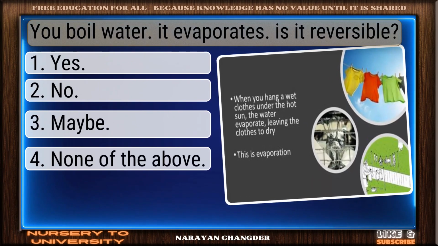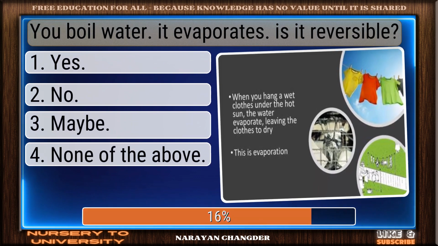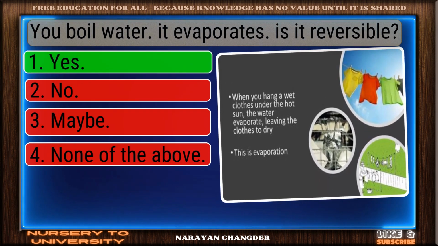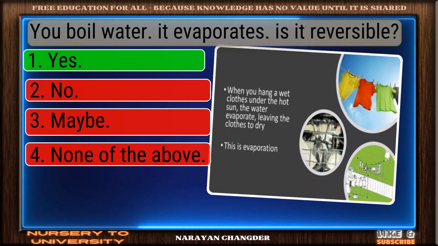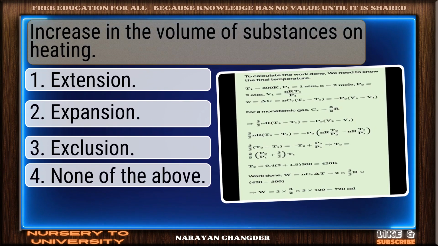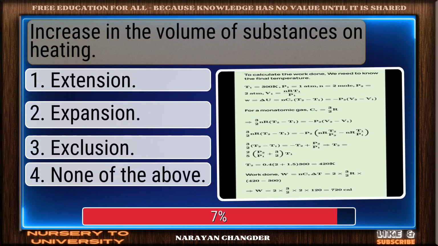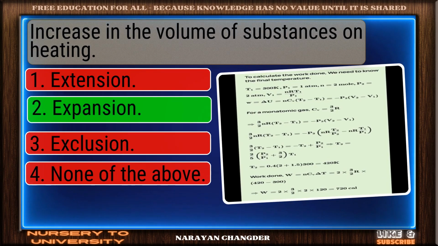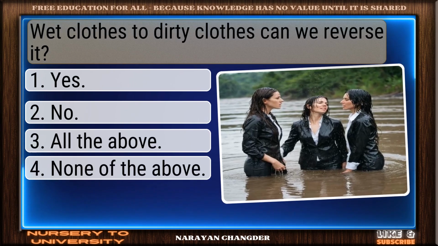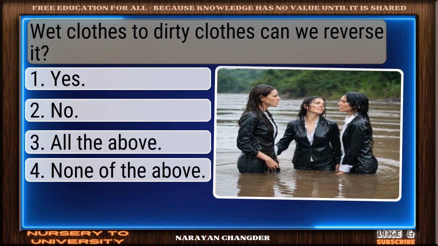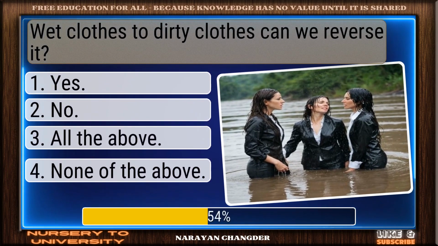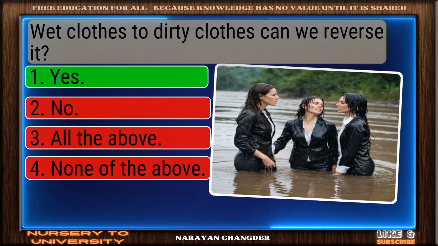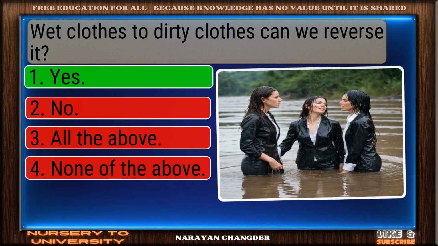You boil water, it evaporates. Is it reversible? On track. Yes is the correct answer. Increase in the volume of substances on heating. Perfect. Expansion is the correct choice. Wet clothes to dirty clothes, can we reverse it? Nice selection. Yes is the correct and valid answer.